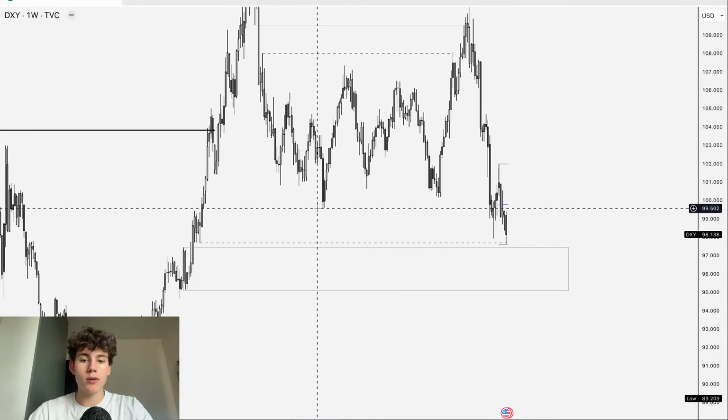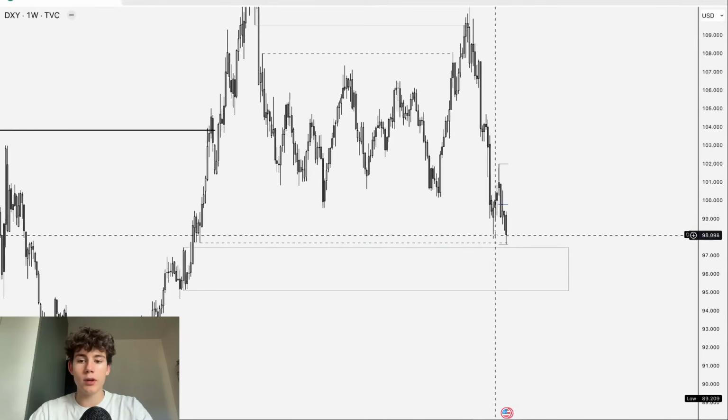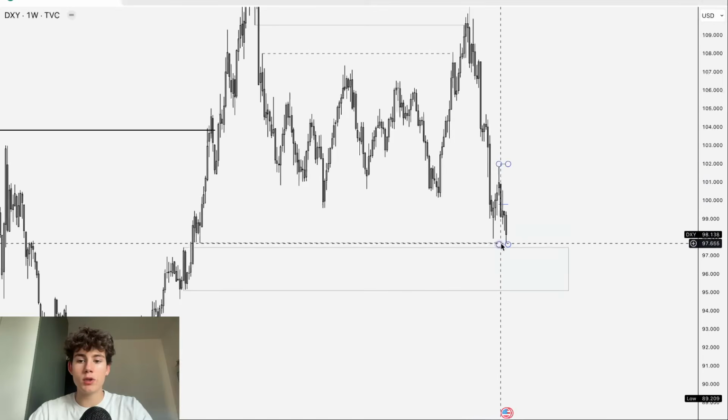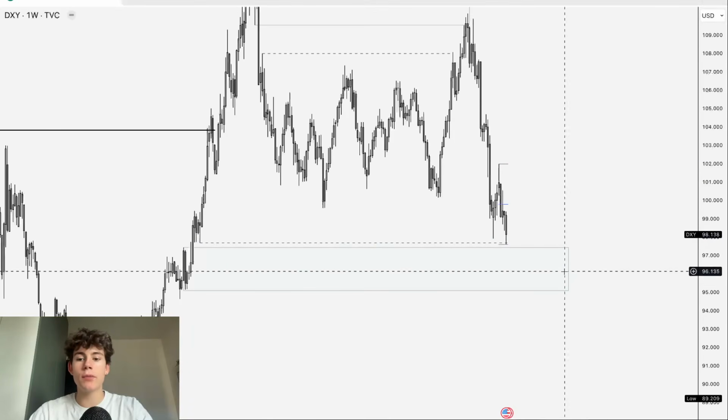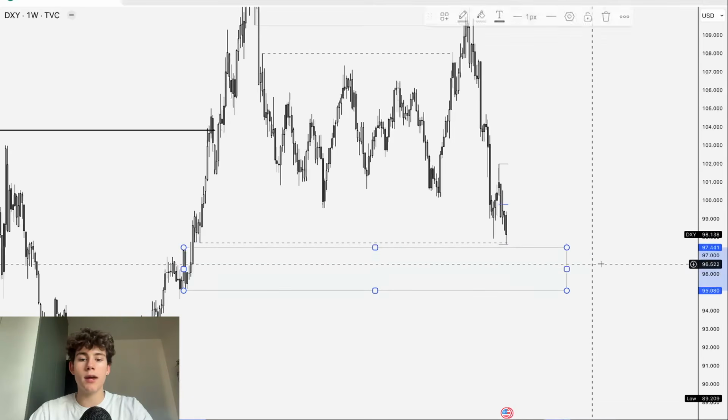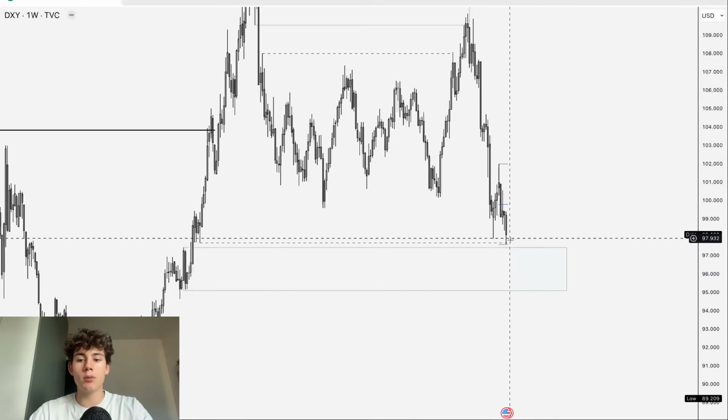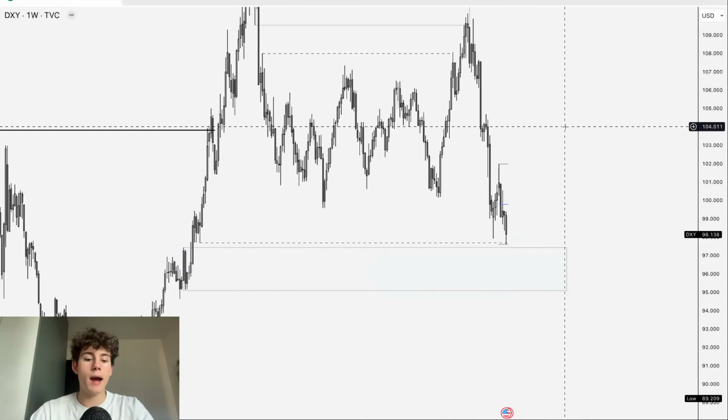So first of all, we took liquidity underneath this low, we got a reaction up higher, and then we swiped all of these early buyers and we even grabbed some more liquidity. Now the only thing is that we have a refined demand zone, so we could see one more tap into our Z before moving up higher.